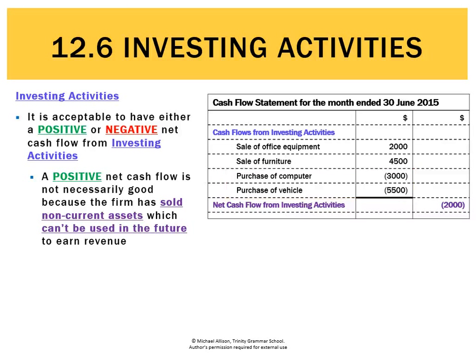So you can see here we've got two inflows from selling office equipment and furniture. Just because that's going to make this section positive, that doesn't mean it's good. Why? We've got rid of assets. We need assets to run a business. How do we run our office if we have no office equipment, for example? Or if we sell a car, how do we deliver to customers if we don't have a car? So the cash flows are good in terms of the money coming in, but it doesn't necessarily mean that it's a good thing for the business overall.